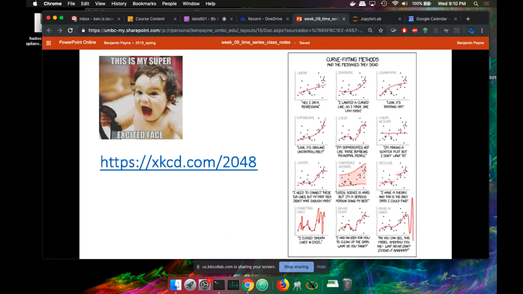If you don't believe all of that, there's this XKCD comic I'll refer you back to. There's basically a bunch of different fitting methods. And so the joke is that you can fit a line to any data, and that might not be correct, but you can always do that.